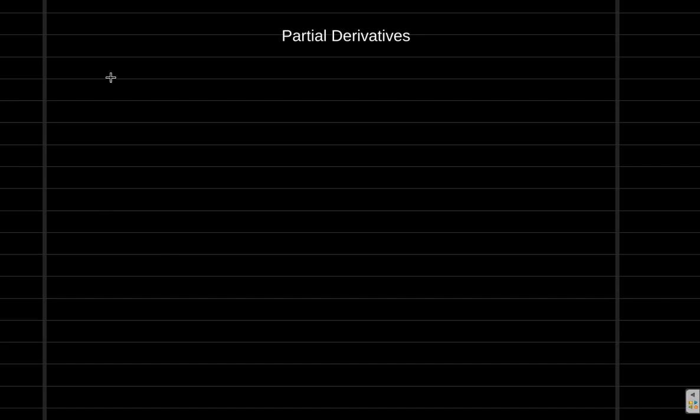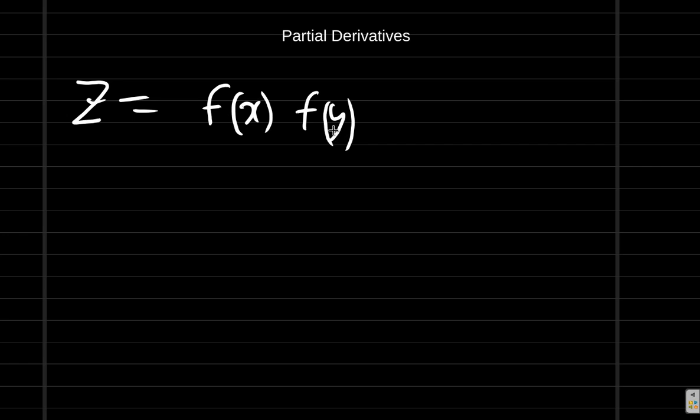Suppose we have the function z is equal to f of x times f of y. Alright? It's just like you have z is equal to, let's say, f of x is x squared and f of y is y cubed. Right?